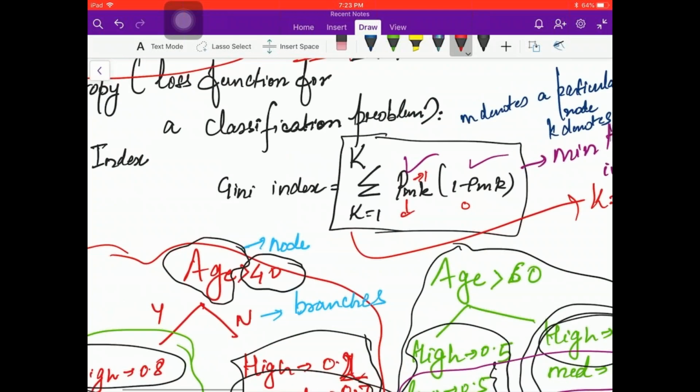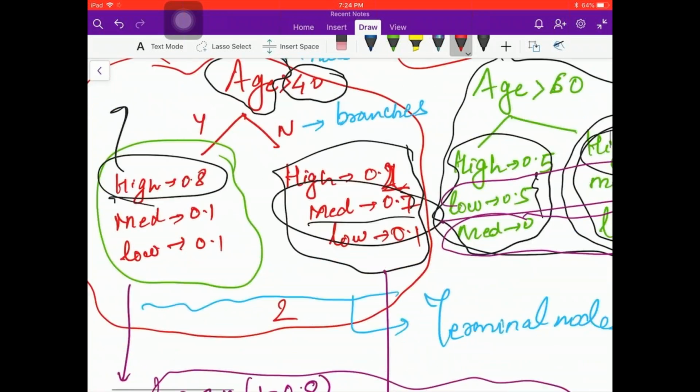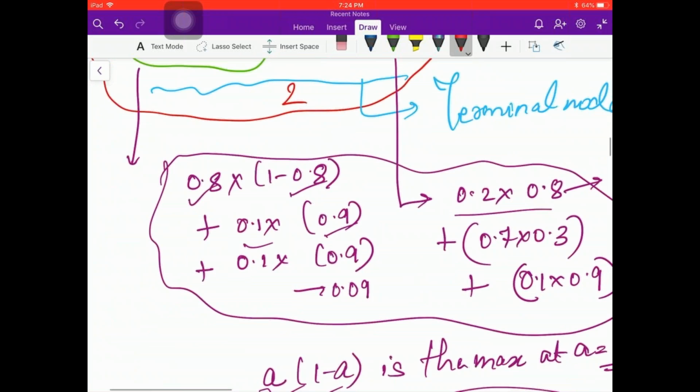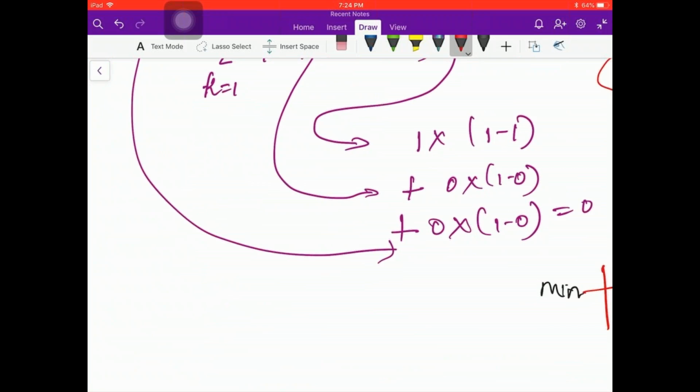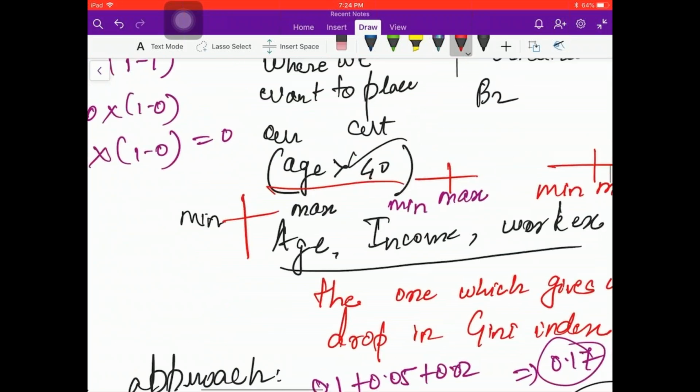Krishna, is this clear, or do you want me to go into a little more detail? Because for others, I think I showed all the calculations. So for others, I think it will be pretty clear. Okay, Krishna, it's clear. That's awesome.